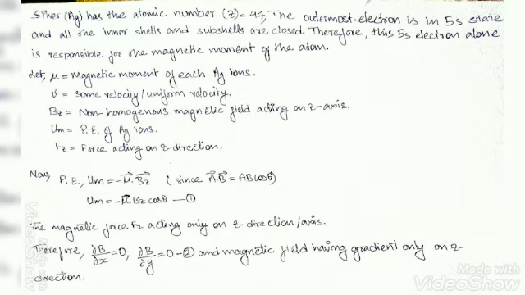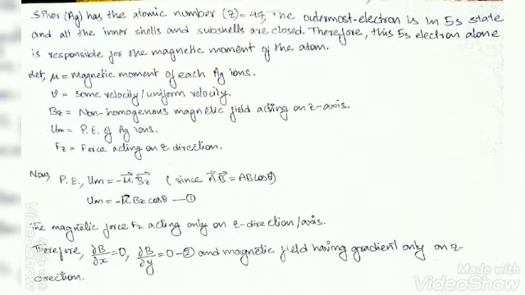Let mu equal the magnetic moment of each Ag atom, V equal a uniform velocity, Bz equal the non-homogeneous magnetic field acting along the z-axis, U equal the potential energy of the Ag atoms, and Fz equal the force acting in the z direction. Now potential energy equals minus mu dot Bz. Since A dot B equals AB cos theta, U equals minus mu Bz cos theta. Equation 1.